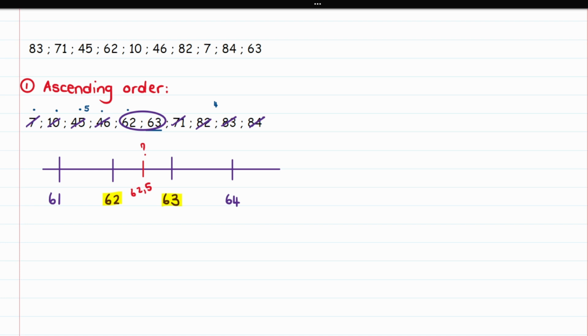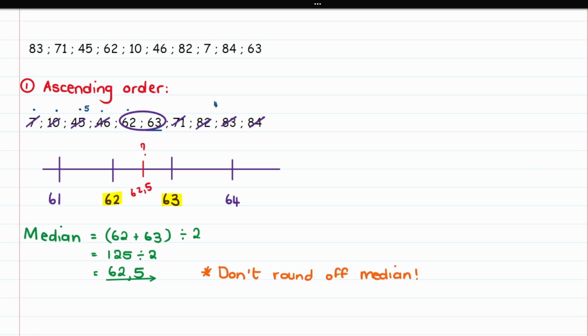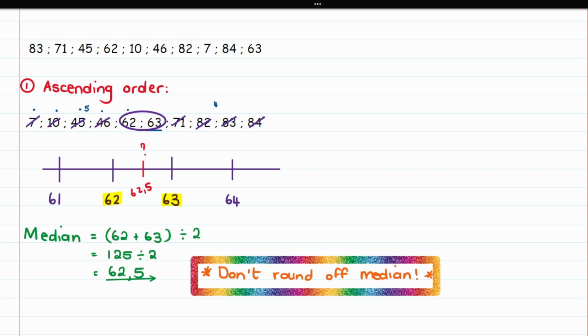This helps us find halfway between the numbers. So we would say 62 plus 63 in brackets divided by 2. This would give me 125 divided by 2, which gives me 62,5 as our answer. When finding the median, you won't always end up with a decimal when you have two numbers in the middle. But if you do, do not round off the answer. This decimal is the midpoint between those numbers, so it needs to stay a decimal.